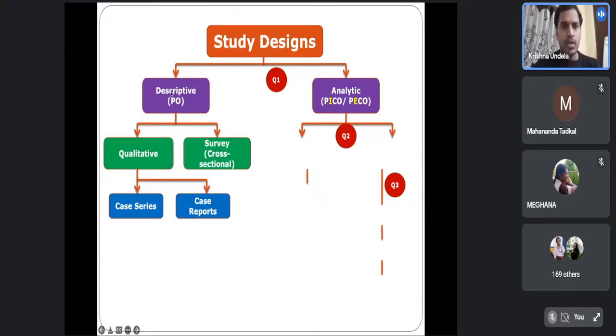That's what comes under descriptive. We are not performing any analysis, and we don't have any control group. We just describe the population and outcome. That's what usually happens in a survey. A survey can also be called a cross-sectional study. The meaning is that we collect the data only at a single point of time.